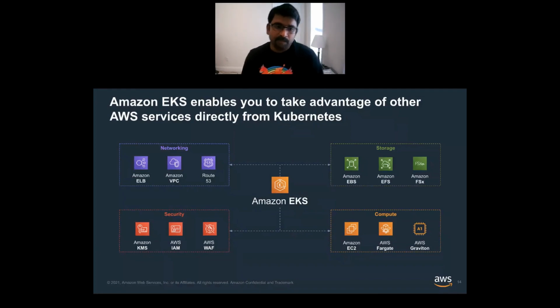From a security perspective, we have integration with Amazon KMS, or Key Management Service, to encrypt the data and objects within the containers. And for any role-based access controls, there is integration with AWS Identity and Access Management. We also have an integration with the AWS Web Application Firewall to manage and control the ingress traffic to the EKS containers. And from a compute perspective, customers have different deployment options they can choose.